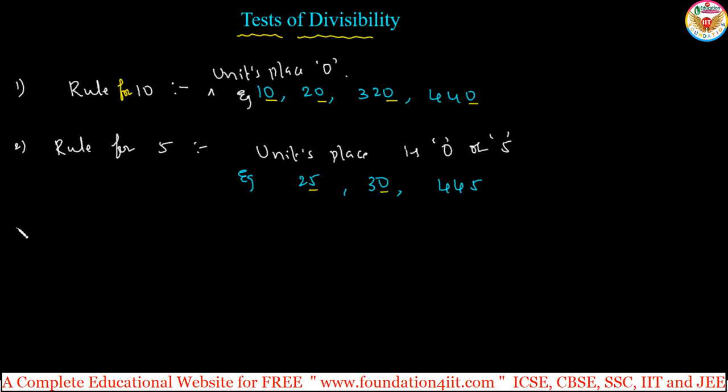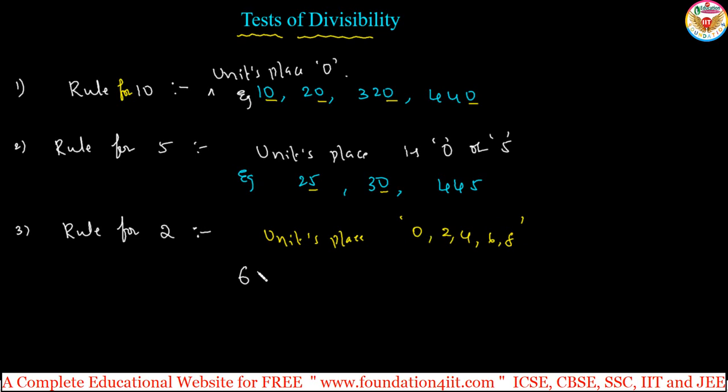Now the divisibility rule for 2. The rule for 2 is that all the even numbers are divisible by 2. That means the units place is 0 or any even number: 0, 2, 4, 6, 8. With any one of these digits in the units place, the number is divisible by 2.